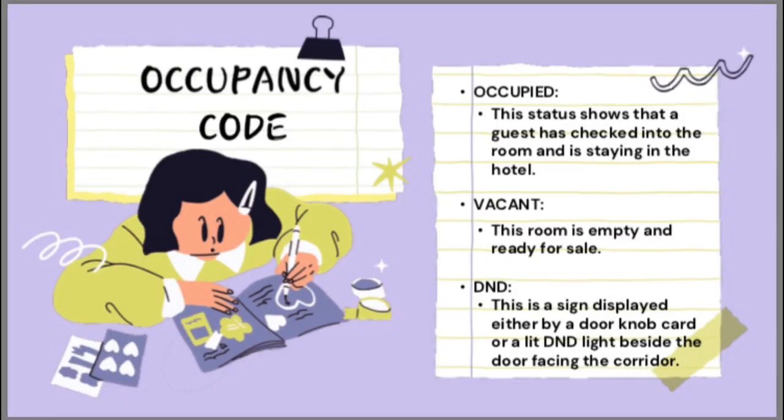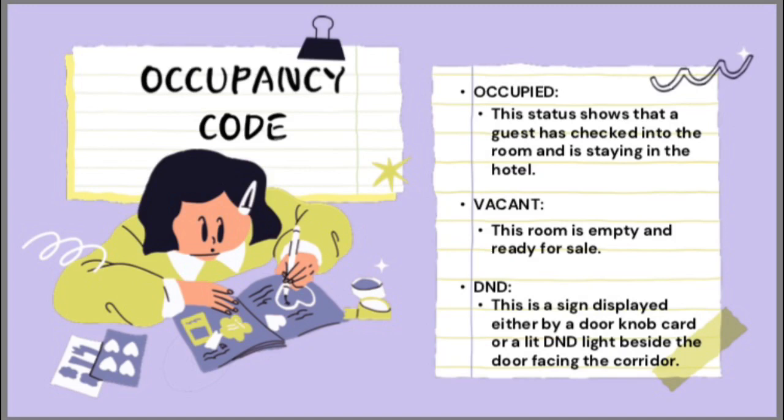Let us proceed to the occupancy codes. First is occupied. This status shows that a guest has checked into the room and is staying in the hotel. The signs of occupancy are beds that have been used, baggage on the baggage rack, clothes in the wardrobe, room service trays that are not cleared, bath towels that have been used, and personal effects in the room and bathroom. Second is vacant. This room is empty and ready for sale.